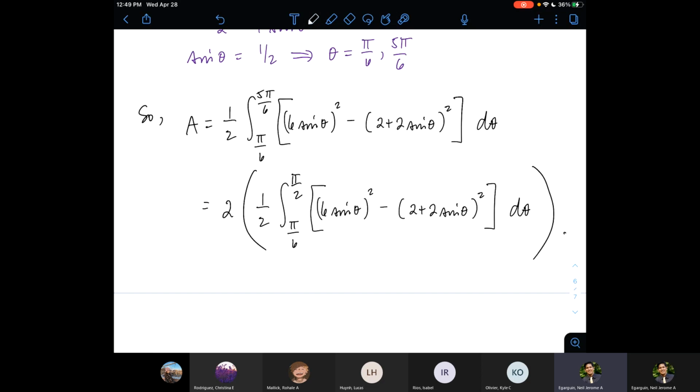Oh, there you go. Christina has a question. For loops, will they always touch the origin? For the basic polar curves that we will consider, yes, they will. They will always touch the origin or the pole. And the pole will be the starting and the ending point of the loop.